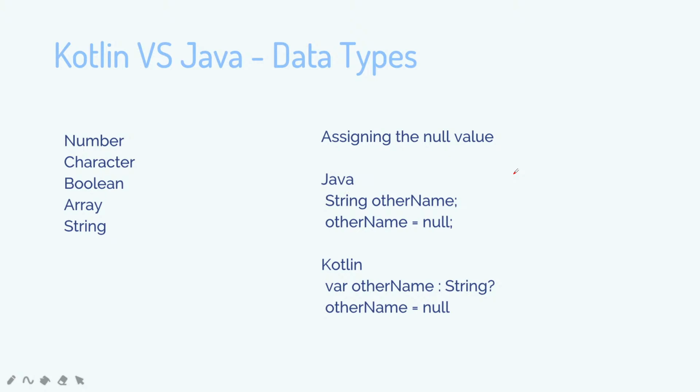In Java, you can see, you can declare like this. In Kotlin you can declare like this. So this is a basic difference between the data types.